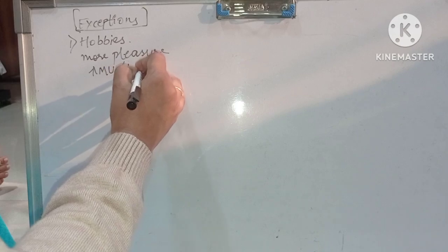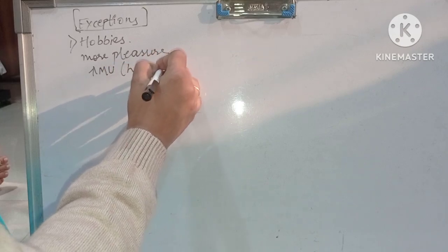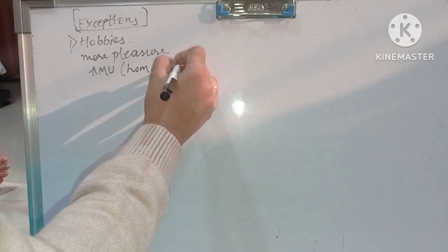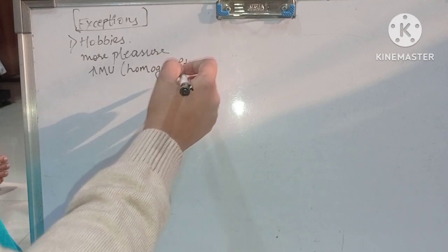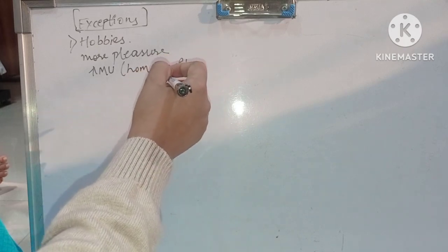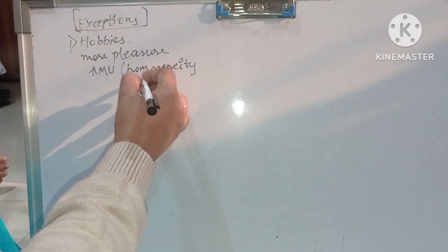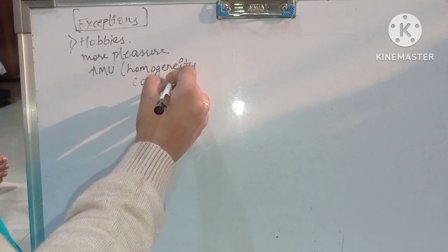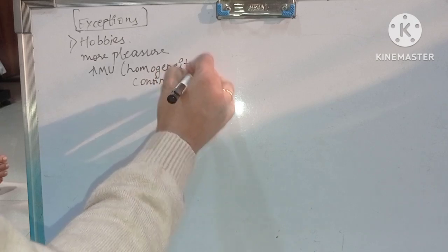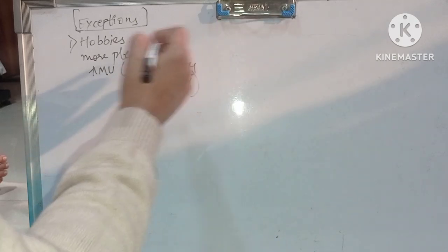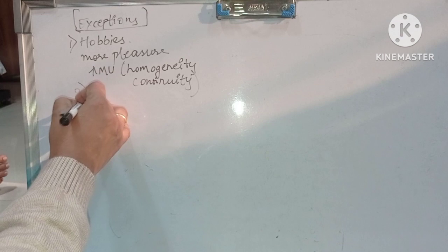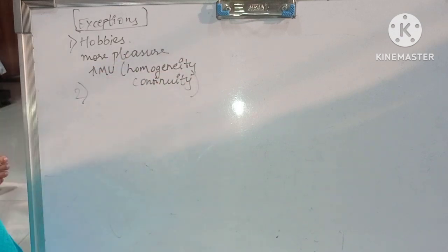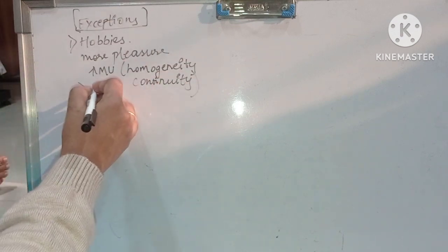Which law does it violate? In homogeneity, it was said that everything is homogeneous, like the size, shape, color, taste is the same, and we consume it without any time lapse. But in hobbies, it's not the case. Once you go on increasing your painting more and more, you get more pleasure.